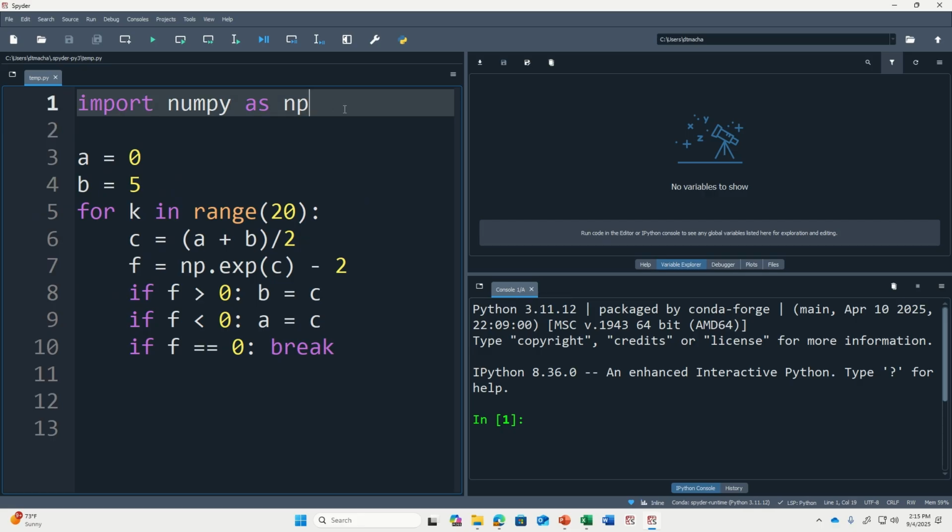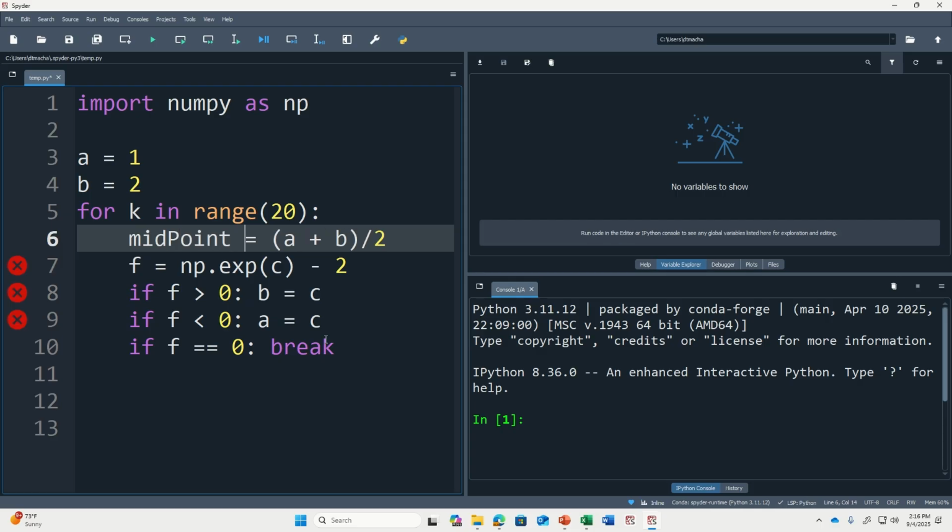So this is all it takes. First line, import numpy as np. That's just a library of commands. I'm setting my lower bound to, let's say, 1, and my upper bound to 2, because I know the square root of 2 has to be somewhere between 1 and 2. And then this is what we have. We've got a for loop. We've got a way to find the midpoint. This time I said C is the midpoint, but you can call it whatever you want. It's just a plus b divided by 2.